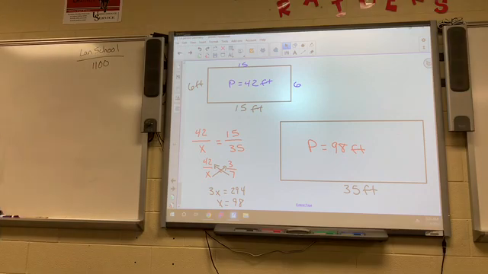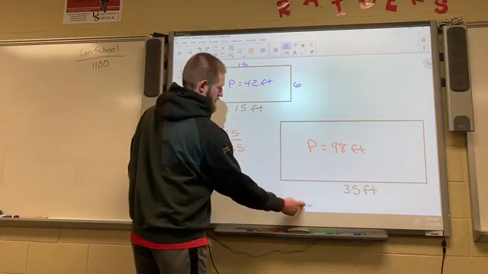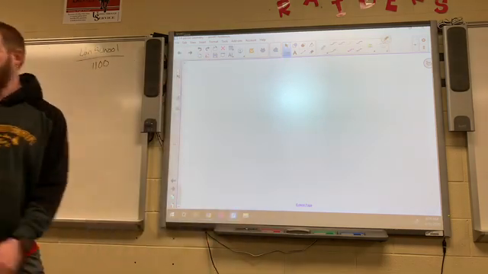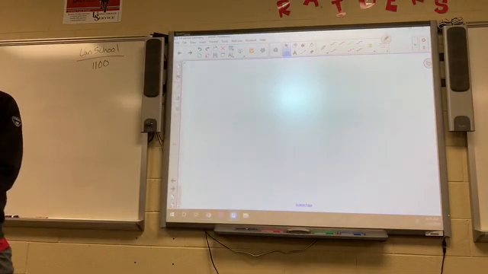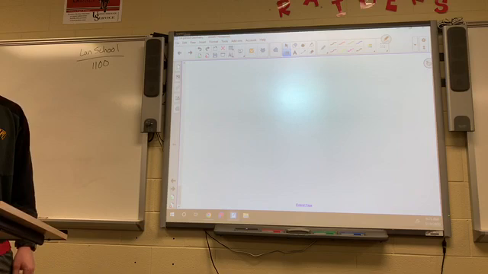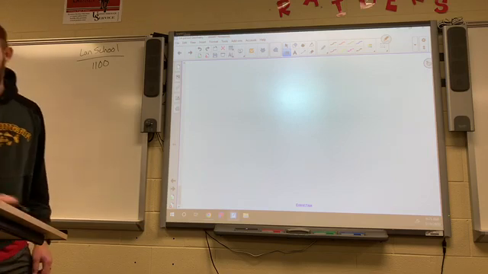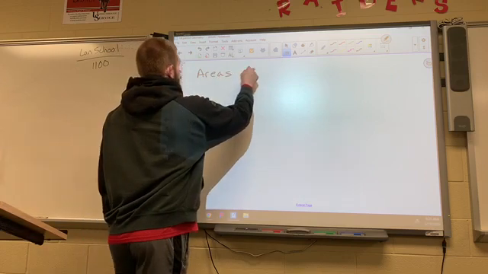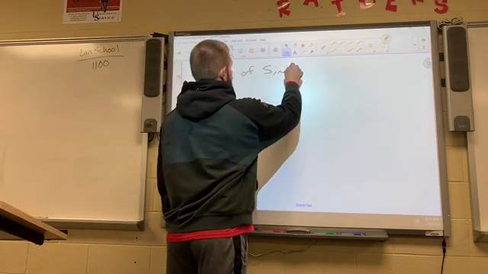Now, the next one is a little bit different. This next one you're going to have to use sometimes. There's not going to be any other way around it. Okay, so what we have here is your next theorem, so make sure you get those theorems on your theorem sheet. This one is called areas of similar polygons.